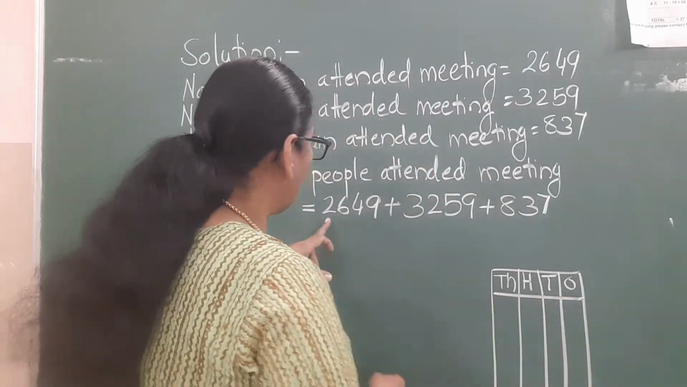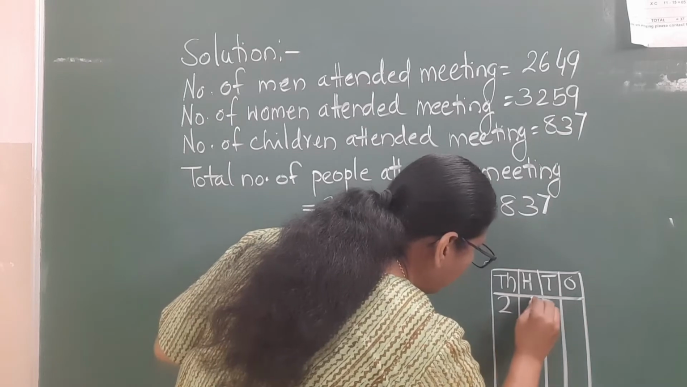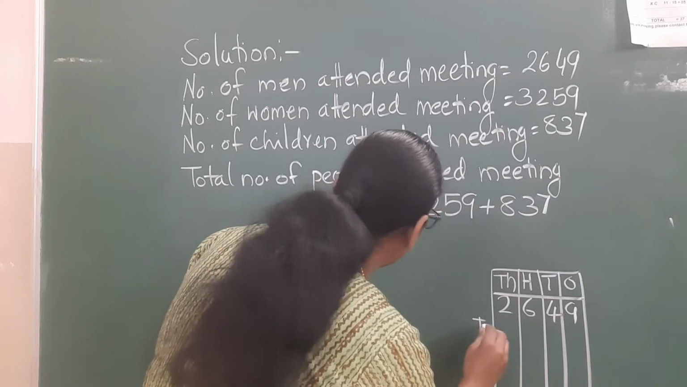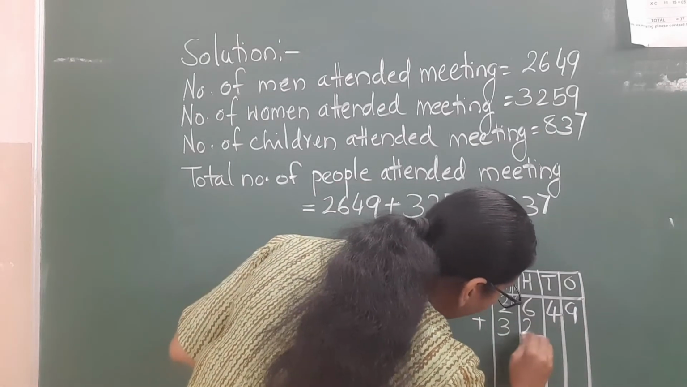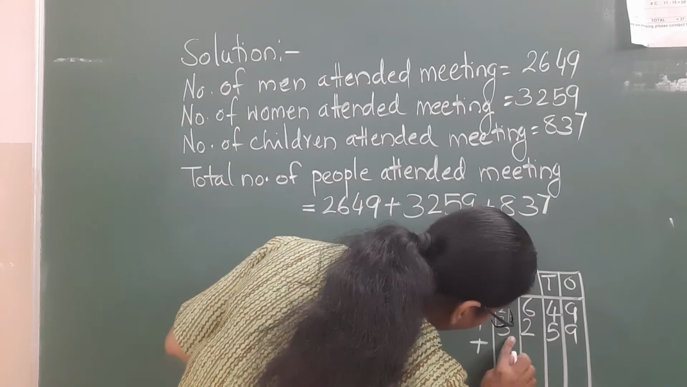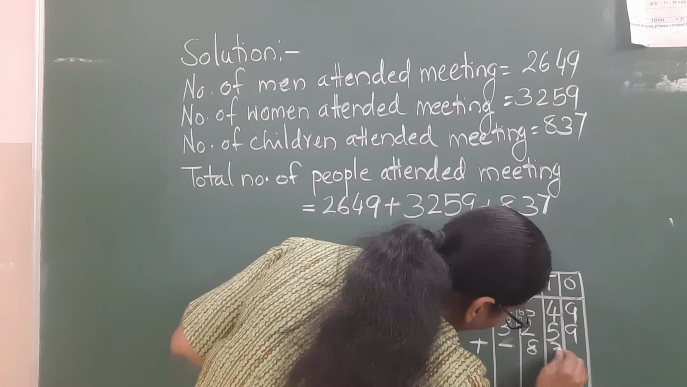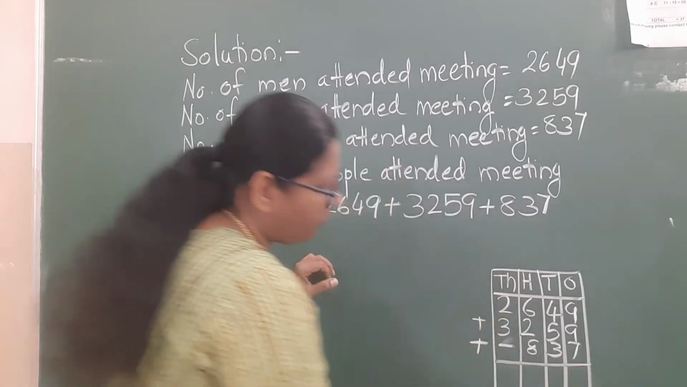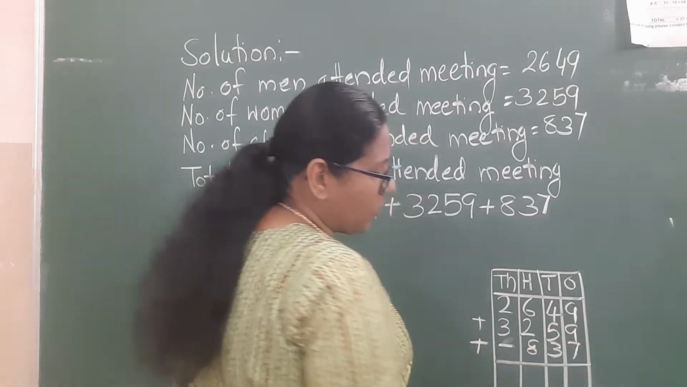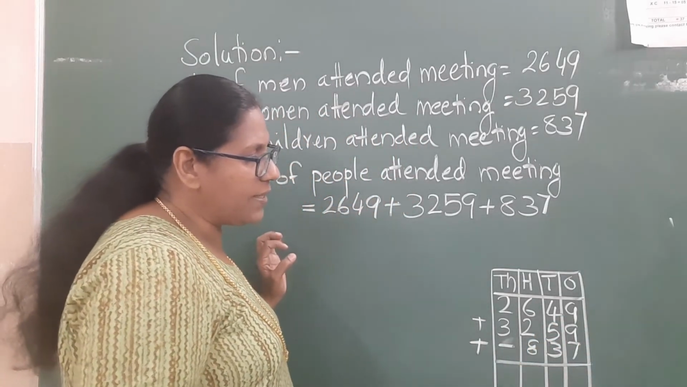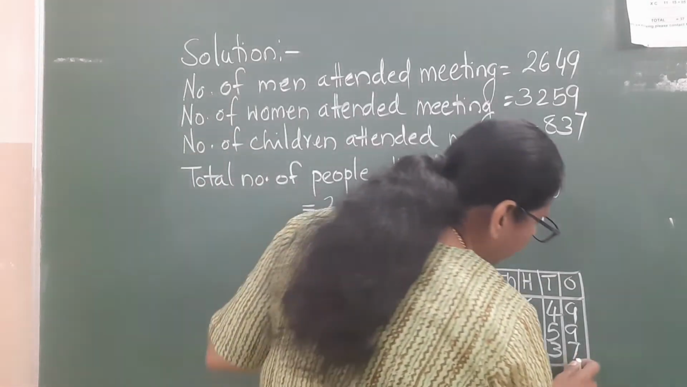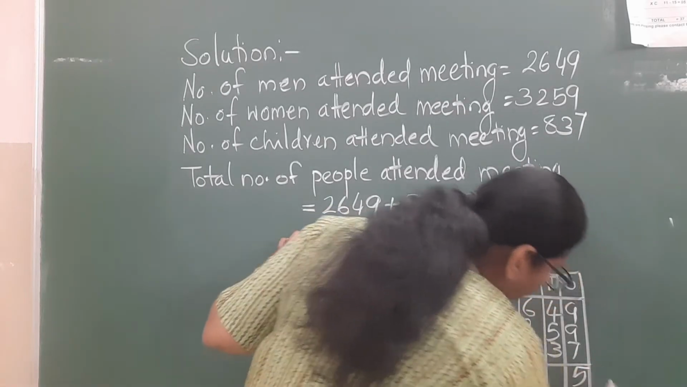Then we have to write these numbers, 2,649 plus 3,259 plus 837. Then we have to do the addition. 9 plus 9 is equal to 18. 18 plus 7 is equal to 25. So 5 we will write.